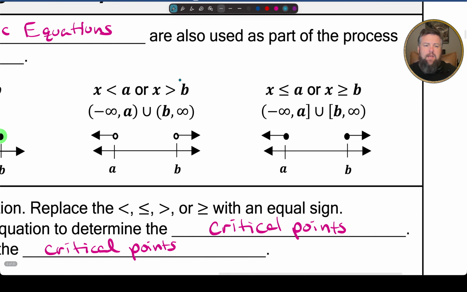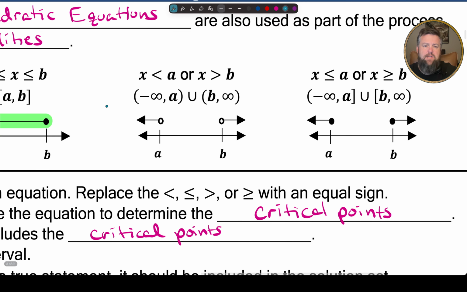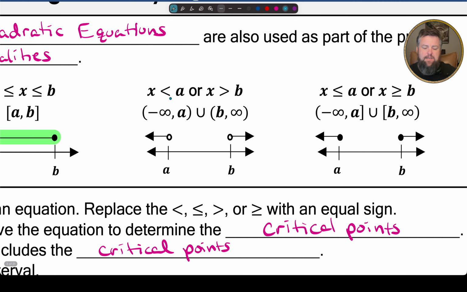In the next one, we have the exclusive OR. So this is exclusive. So we have X is less than A, or X is greater than B. So this is the exclusive OR. We're looking for either the word or, or the union symbol. It looks like the U. So we can say this goes from negative infinity to A or from B to positive infinity.